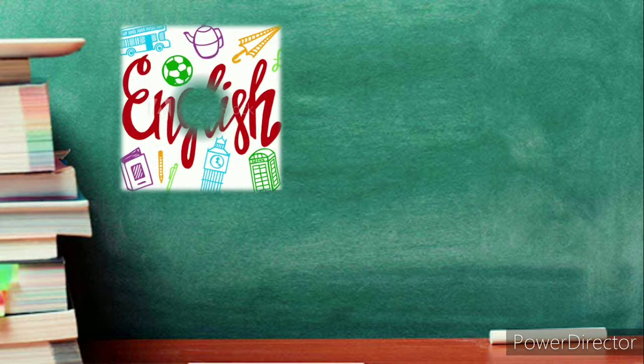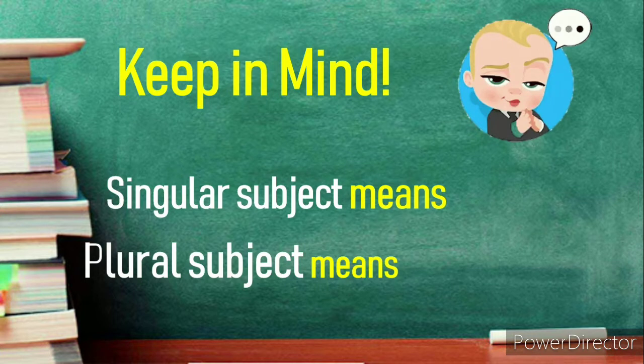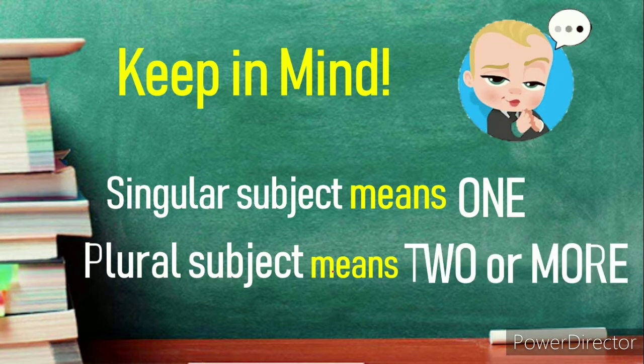You see, in English grammar, there should be a subject and a verb to complete a sentence. But we should also know that it is not enough that we only have these parts. It is important to let them agree in terms of number. So yes, you heard it right. Subject and verb do have numbers as well, singular and plural. Keep in mind that singular subject means one, and plural subject means two or more.